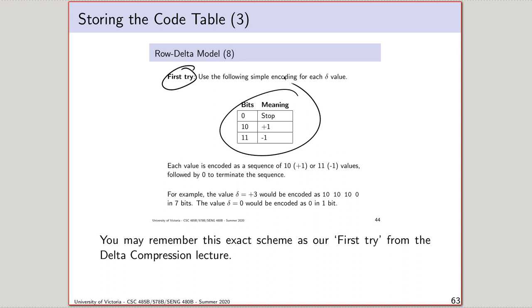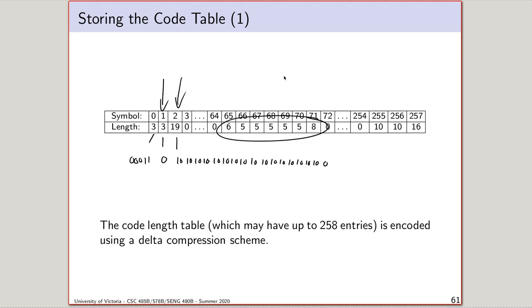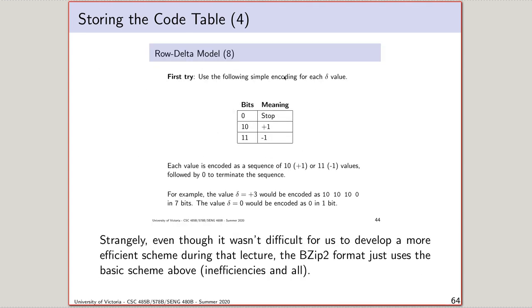And yet, for some reason, BZip uses the first try scheme. And that's it. That's all it does to encode this code length table. And it didn't take us very much logic. During the lecture, through the Q&A, people had good ideas for improving this scheme, and yet BZip doesn't use any of them. BZip just keeps the basic inefficient scheme.